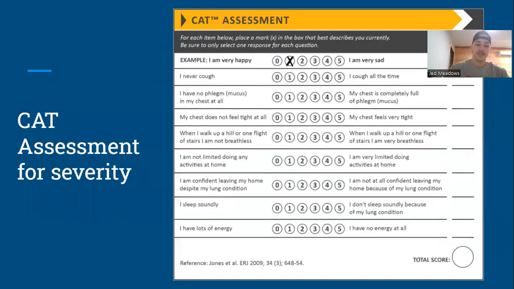All right. Now, this is the CAT assessment for severity. The CAT assessment is questions that you ask, and you would have them rate these questions on a scale of 0 to 5. So, for example, I'm very happy would be a 5, I'm very sad would be a 1. The lower the score, the worse. This is just some examples of questions for a CAT assessment.